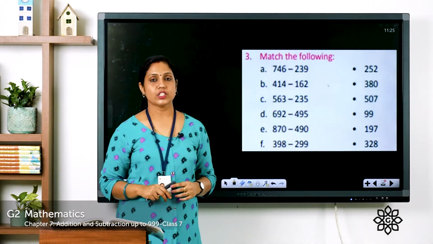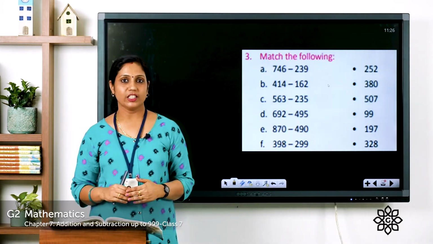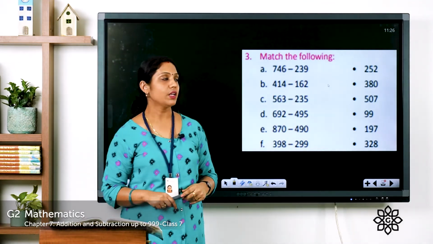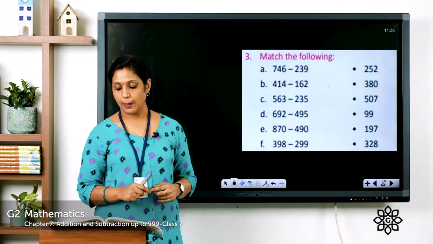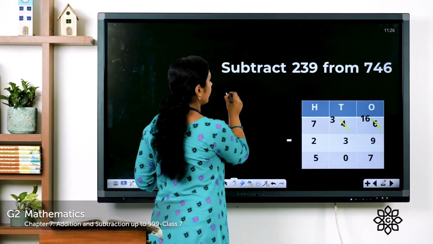Next we have the match the following. So first write down the questions in your notebook, find out the difference and then match the answers here in the text. For example, look at the first question. We have 746 minus 239. How will you subtract this?